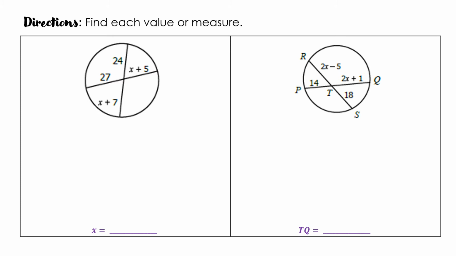For these first two problems, we're looking at type 1. We have chords that intersect inside the circle. So we are going to multiply the parts of each chord and set them equal to each other. On the one on the left, I'm going to take my two parts, 27 and x plus 5, and multiply those together. So 27 times x plus 5. And then I'm going to take the other chord and multiply those parts together. So 24 and x plus 7.